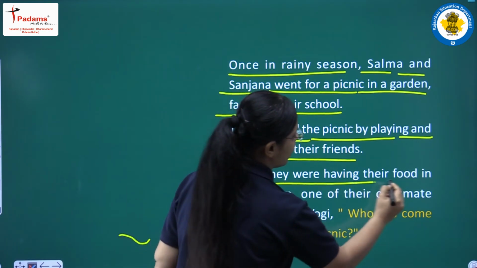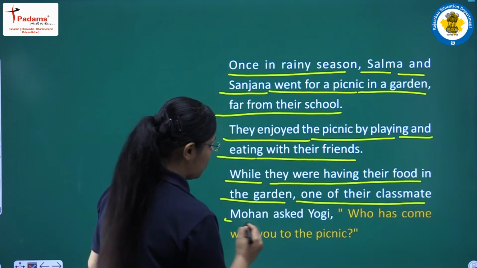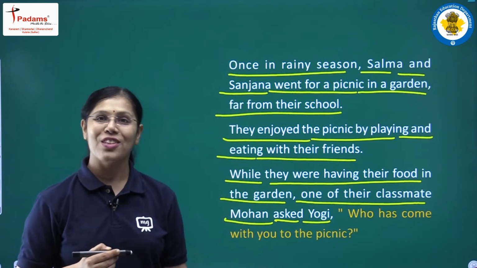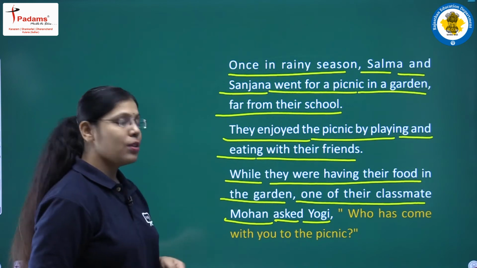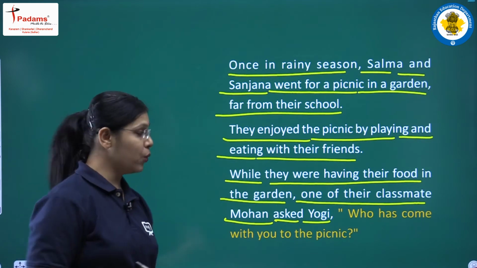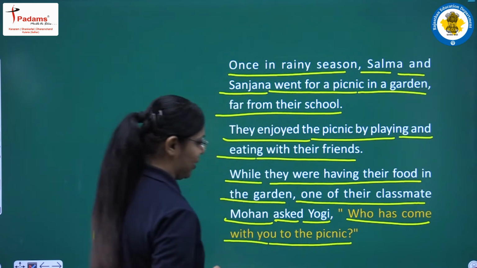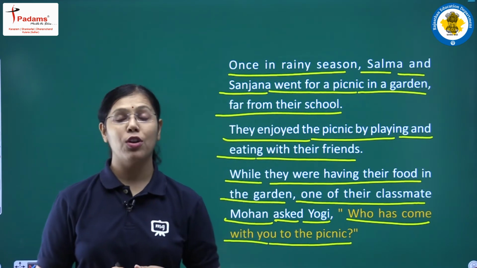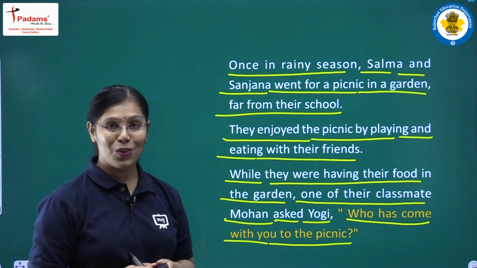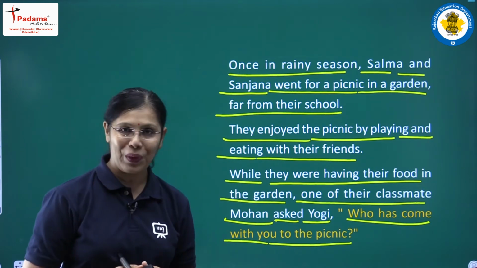While they were having their food in the garden, one of their classmates, Mohan, asked Yogi. These two were also classmates of Sanjana and Salma. One was Mohan and the other one was Yogi. And Mohan asked Yogi, who has come with you to the picnic? So here you can see that someone was with Yogi who has come with him to the picnic. Mohan was curious and he asked Yogi who has come with you to the picnic.